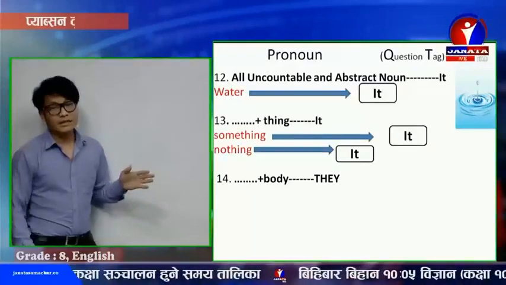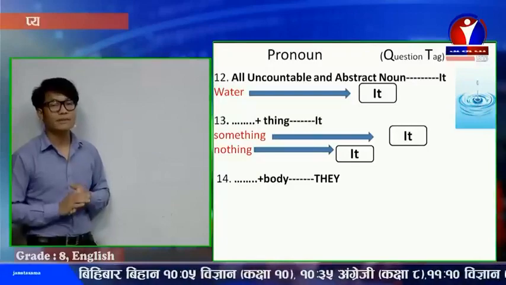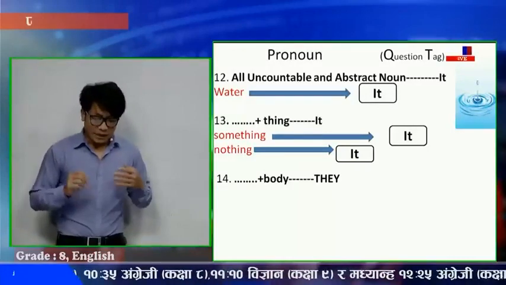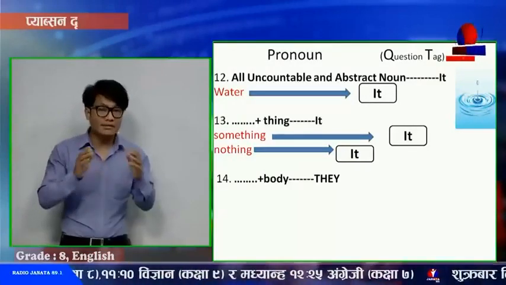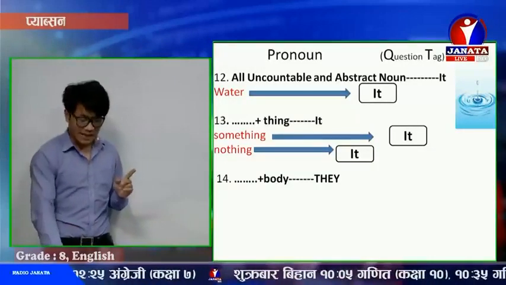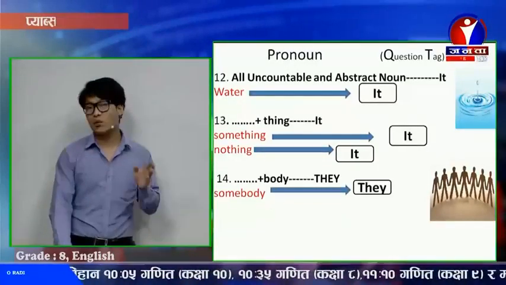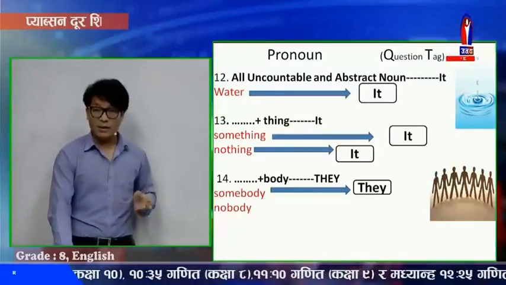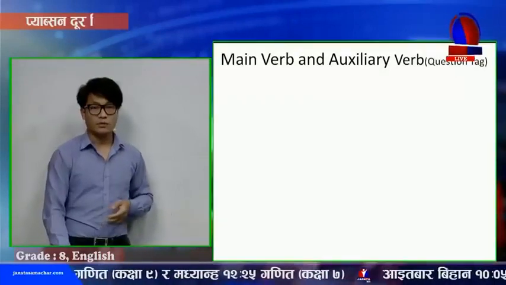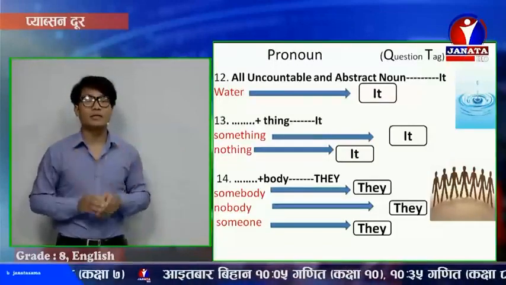Another is a "body" subject. In the case of the "body" subject, we write "they" as the pronoun. Like somebody, nobody, everybody, anybody, and no one, someone. In the case of this subject, we write "they" as the pronoun. Remember this very well. Like you can see everybody: in the place of everybody, we write "they" as the pronoun. Nobody, they; someone, they. So I have told you about how to change all the nouns into pronouns.